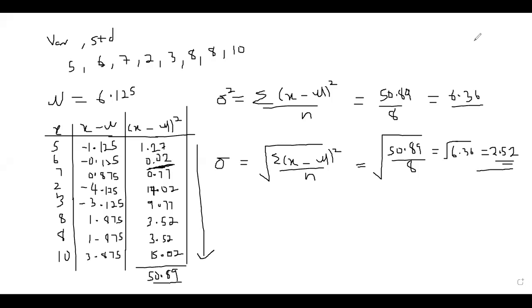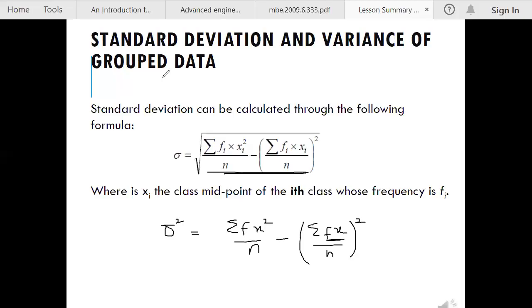Okay, well done. So now let's move on to our very last example, which is for the grouped data set. For grouped data, our formula for finding the standard deviation is the square root of summation fx squared over n minus the square of summation fx over n.